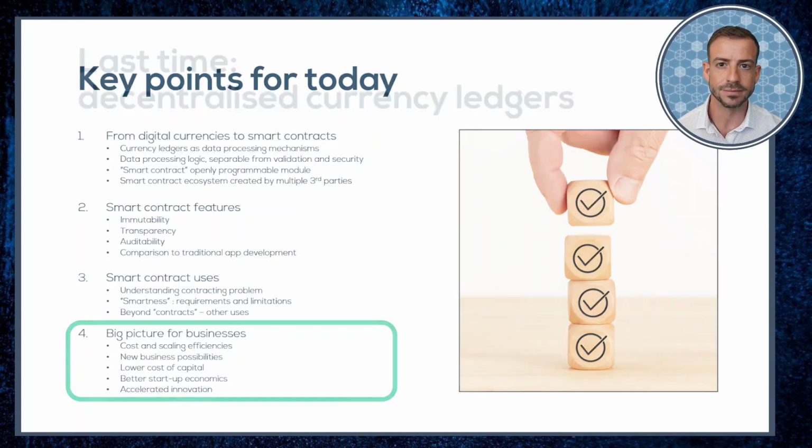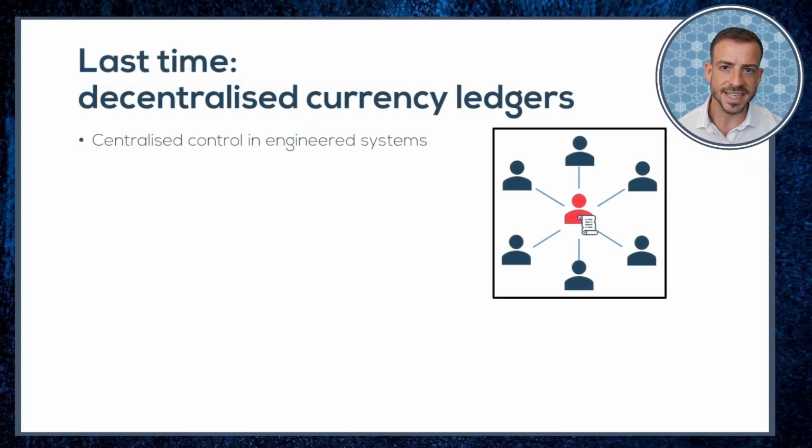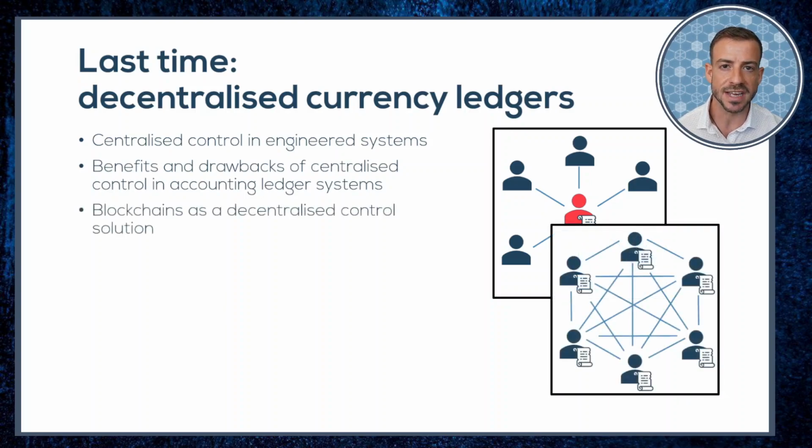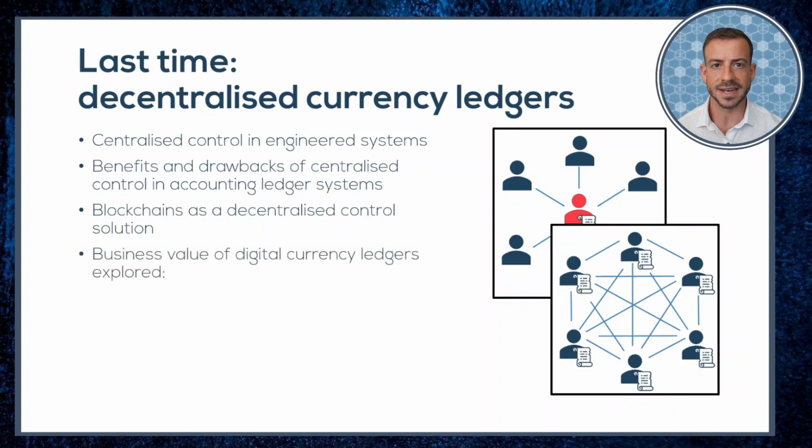Okay, let's go. So last time, we explored centralized control as a feature of engineered systems. We looked at some of the benefits and drawbacks that this approach has for applications that make use of accounting ledgers. In particular, accounting ledgers that are used to handle currency assets for multiple unrelated parties. We then saw that blockchains give us an entire new way of decentralizing ledger control, which improves the security for these applications.